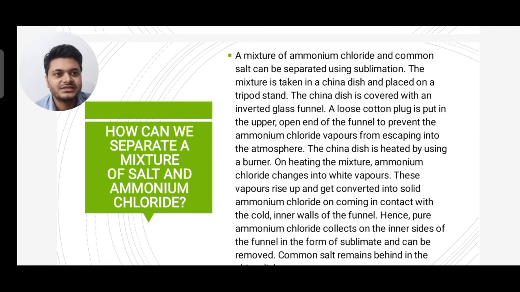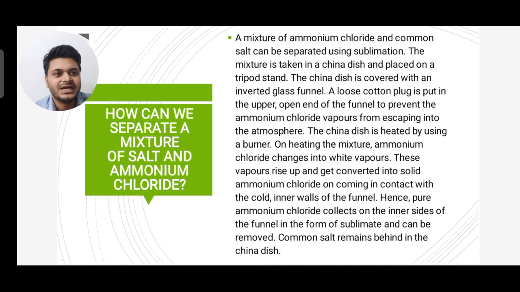Next, the china dish is heated using a burner. On heating the mixture, the ammonium chloride changes into white vapor. This vapor rises up and gets converted into solid ammonium chloride on coming in contact with the cold inner wall of the funnel. Hence, pure ammonium chloride gets collected on the inner side of the funnel in the form of sublimate and can be removed. The common salt remains behind in the china dish.